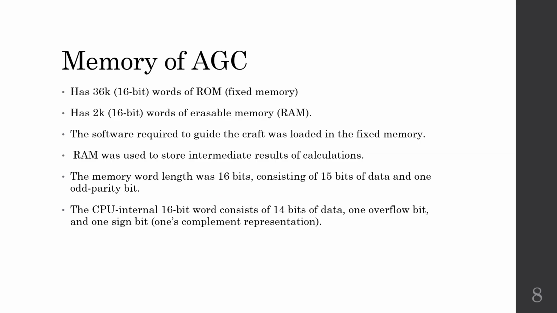Now let's see about the memory of the AGC. It has both ROM, fixed memory, and RAM, erasable memory. It has 36,000 words of ROM and 2,000 words of RAM. The fixed memory contains the software which is needed to guide the craft and land it properly, as it is stored in the ROM because we don't need to erase it.